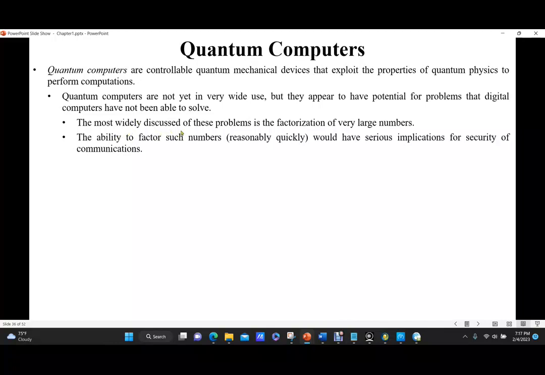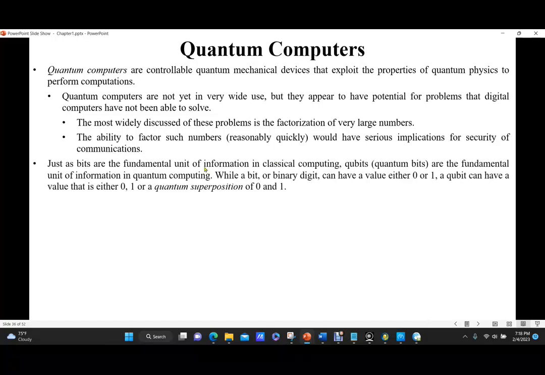The most widely discussed, but certainly not the only, of these problems is factoring very, very large numbers. The ability to factor huge numbers in reasonable time is going to have very serious implications for communication security, since the security of communications is, for the most part, built on the assumption that factorization of big numbers is not possible in reasonable time.